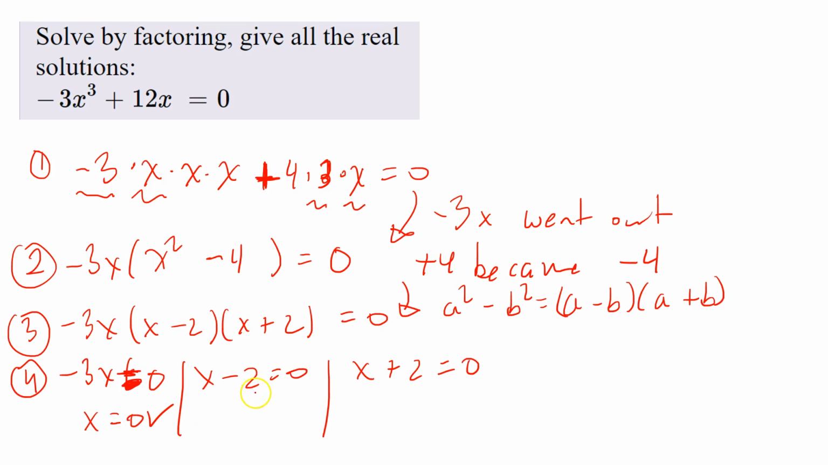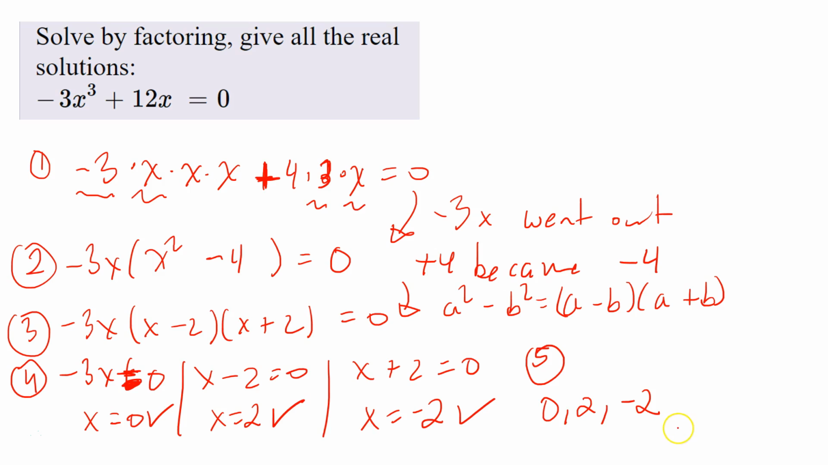From the second where it says x minus 2 equals 0, you add 2. So x equals positive 2 is another value. And then x plus 2 equals 0 means you subtract 2, so you're going to end up with x equals negative 2. Like that. So all of the solutions can now be made as a list. 0 is a solution, positive 2 is a solution, and then negative 2 is another solution. These are the solutions.